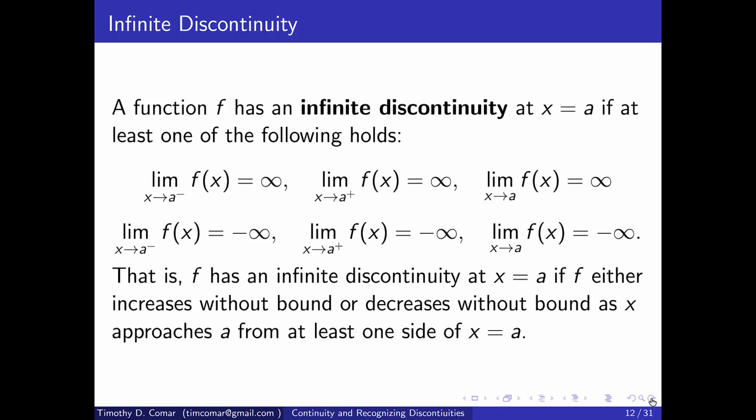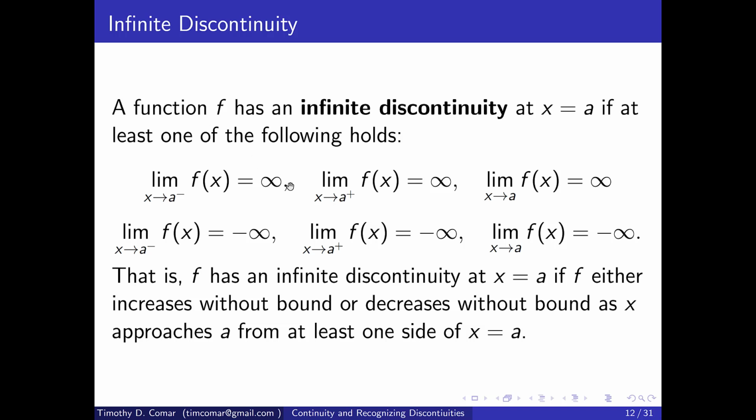A function f has an infinite discontinuity at x equals a if at least one of the following holds. That is, if one of these one-sided limits is either infinity or negative infinity as x approaches a. And I've included here the limit coming in from both sides as well, just for completeness. But all we need is at least one of these four here on the left. And again, remember, infinity is not a number.